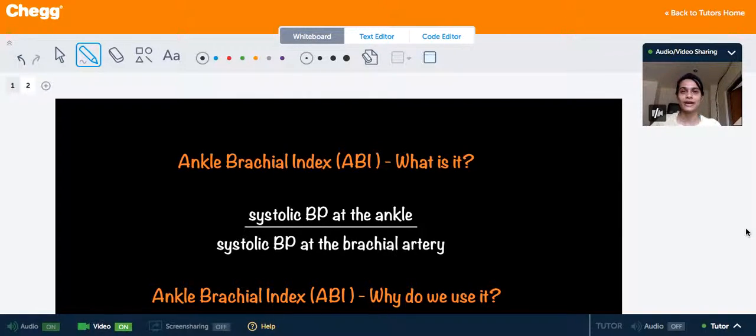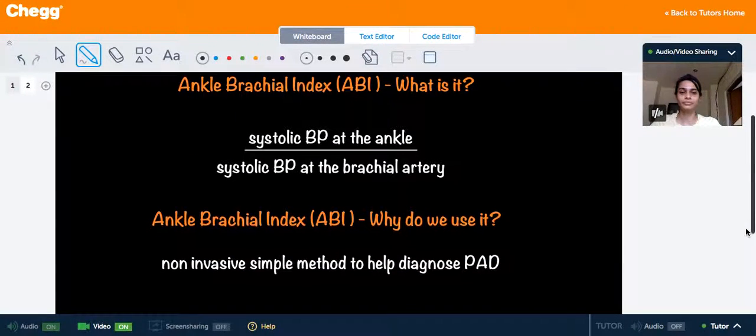The ABI, or ankle-brachial index, is basically a numerical value. It's a ratio of the resting systolic blood pressure at the ankle divided by the systolic blood pressure at your arm, in your brachial artery. So you just take these two values, measure them, and divide the systolic blood pressure at your ankle by the systolic blood pressure at your arm.